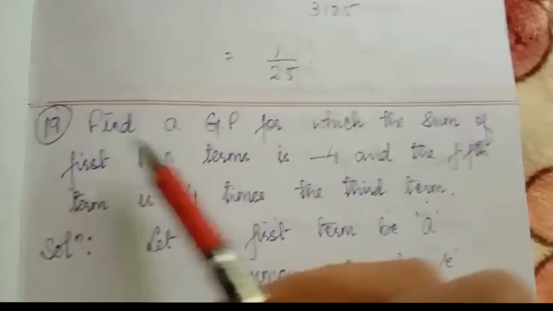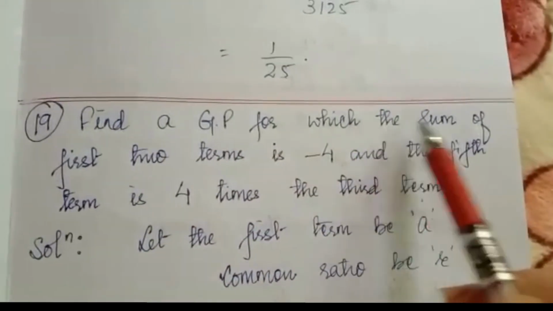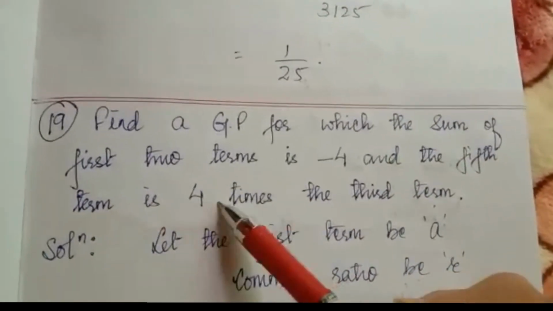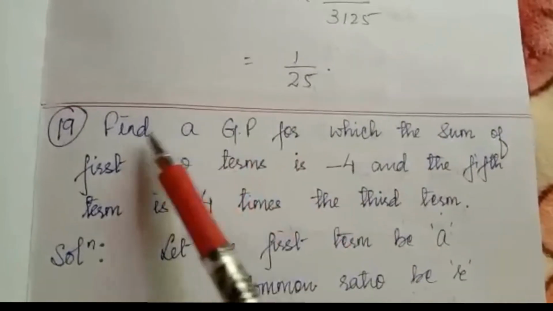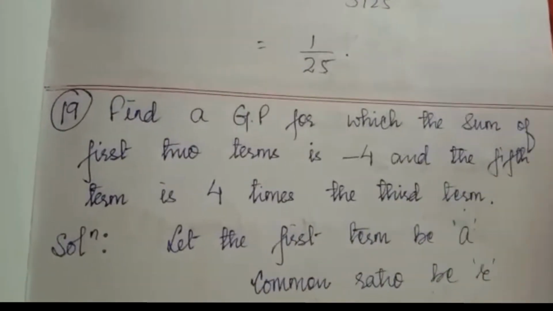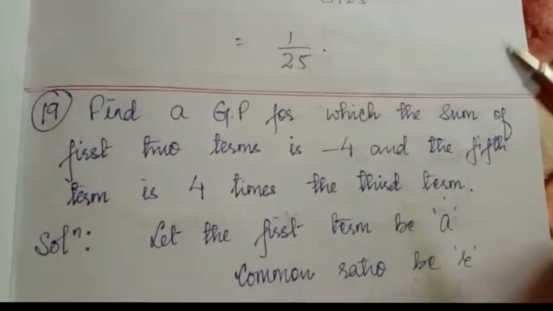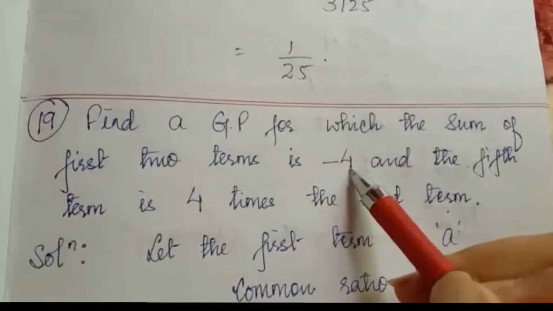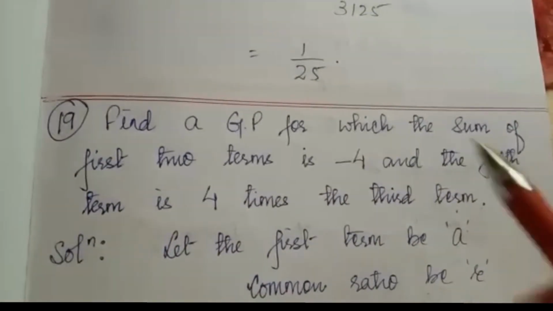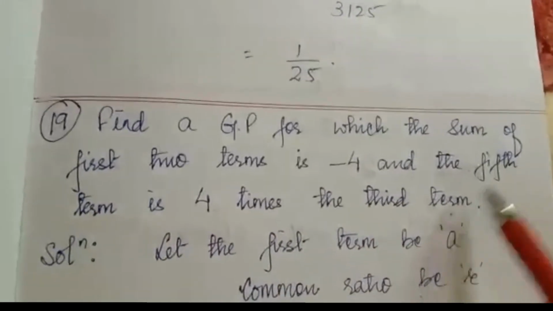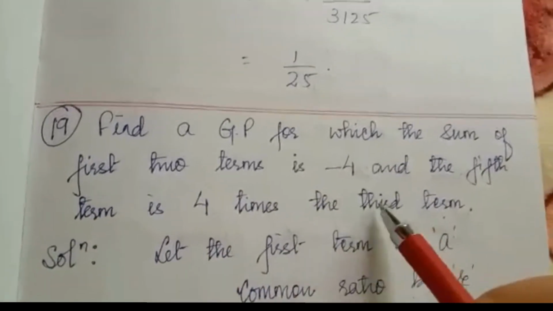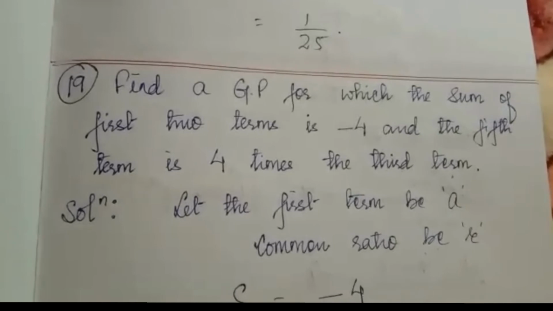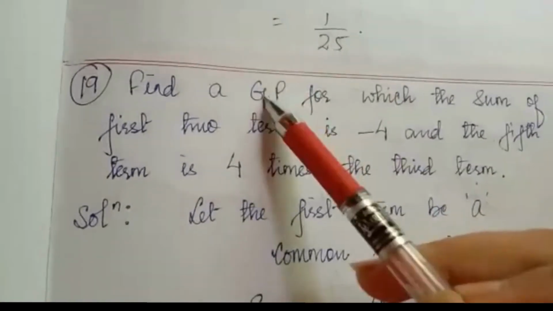Next is question number 19. Find a GP for which the sum of first two terms is minus 4 and the fifth term is 4 times the third term. So here you have to find the GP, at least till the third term. The first condition given is the sum of first two terms, S2, is minus 4, and the fifth term T5 is 4 times the third term, that is T5 is equal to 4 into T3. That is your second condition. So by using those two conditions, we'll find the values of A and R. After getting A and R, we can easily find the GP.